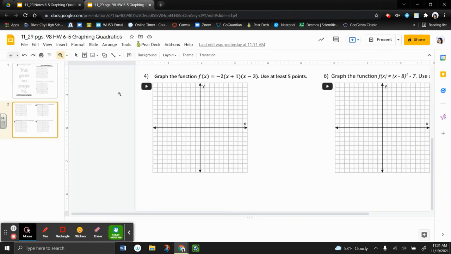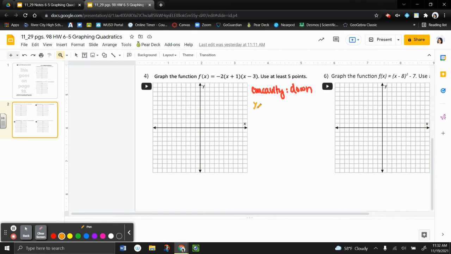Okay, so let's do a couple of the homework problems. Starting with this one, it says graph the function, use at least 5 points. This one is in factored form. So I'm going to get the concavity, which we know is down because it's negative.